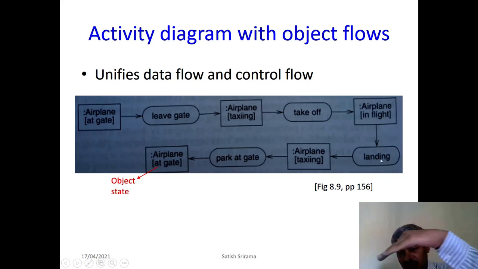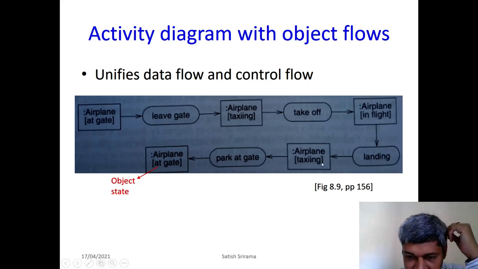once again it is landing. So the activity there is landing. Once you are landing, you are in the taxiing state again. So the airplane object is in the taxiing state. And after that, say for example, the plane has moved and came to the gate, and the activity is park at the gate. Then the airplane will move to the state at the gate. So you started at the gate and you left the gate, which moved it into the taxiing state. Then you took off, which put it into the flight state. Then you landed, which put it into the taxiing state again. Then park at the gate will get it to the gate state.